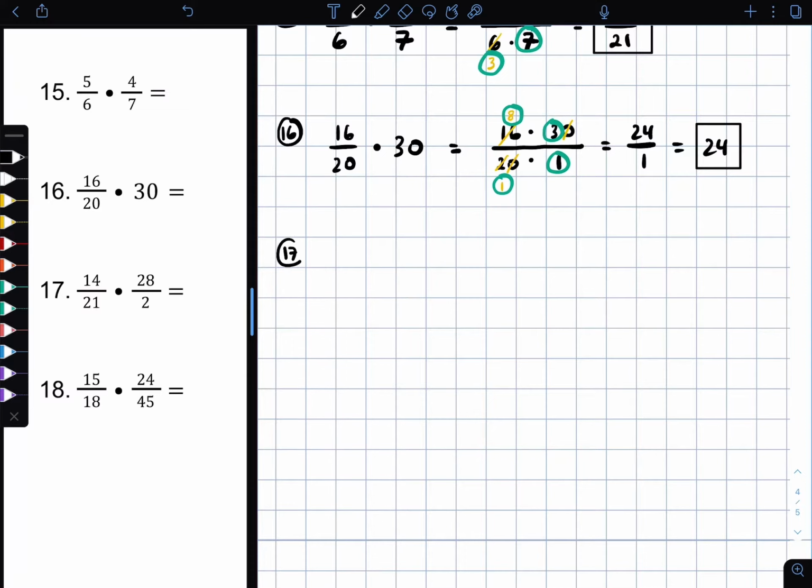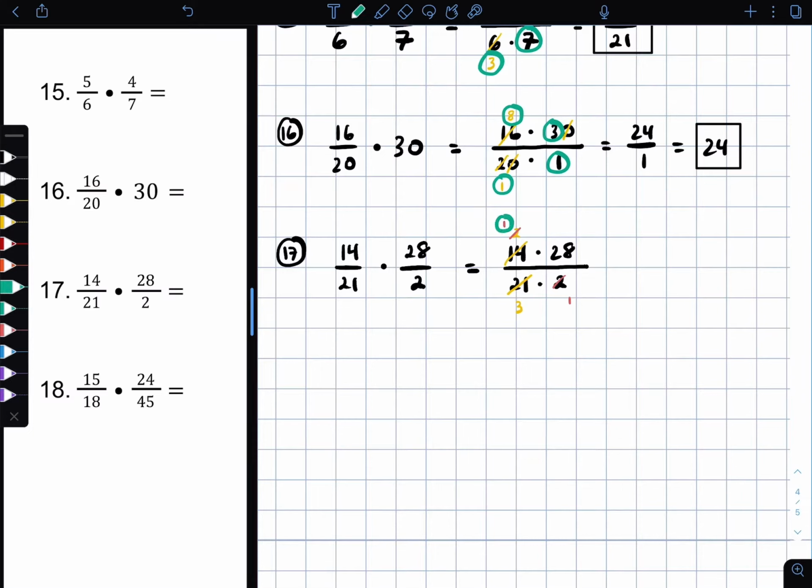17, I'll skip an extra space so it's not too cramped. We have 14 over 21 multiplied by 28 over 2. So let's go ahead and write this as 14 times the 28 over 21 times 2. And let's see what we can cross cancel. Well, this one has a 7 and this one has a 7. So divide by 7, you get 2. And divide 21 by 7, you get 3. And let's see, 2 and 2 are the same number. So those can divide by 2 to get 1 and 1. And I think that's it, right?